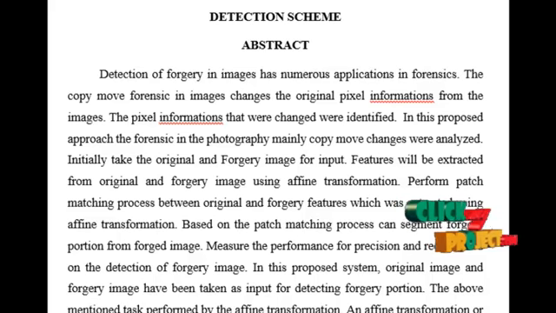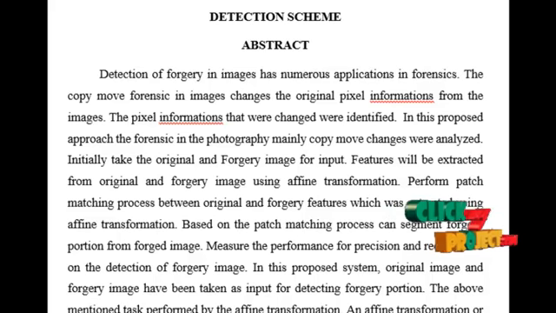Initially, take the original and forgery image as input. Features will be extracted from the original and forgery images using affine transformation. Perform the patch matching process between original and forgery features extracted using affine transformation. Based on the patch matching process, we can segment the forgery portion from the forgery images. Measure the performance, precision and recall, based on detection of forgery images.